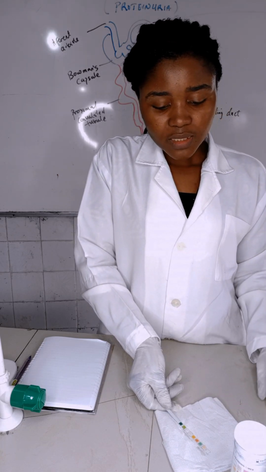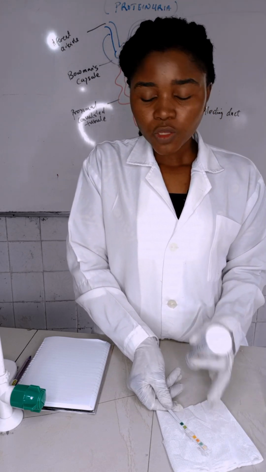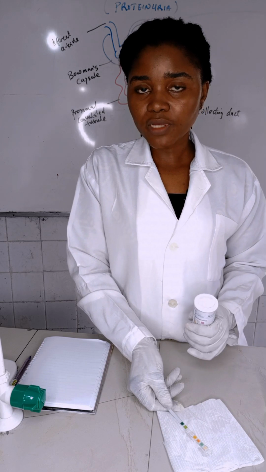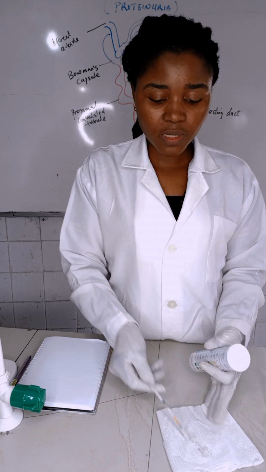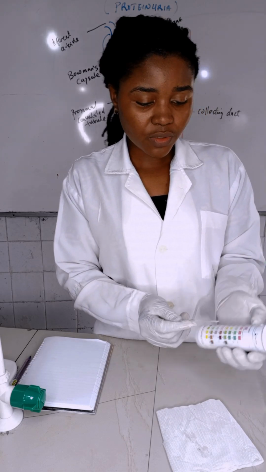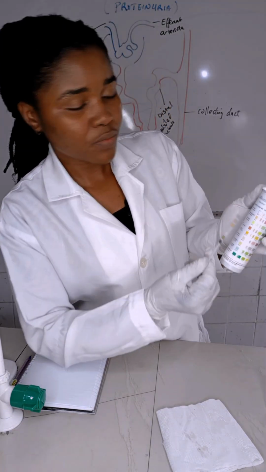Okay, then once you are done, within 60 seconds, you can have a stopwatch by your side. But even without a stopwatch, you can count 60 seconds in your mind. And then you start taking your reading. So what to do is to match or compare the color and see if there's any change from this first one. Let's take it one by one.